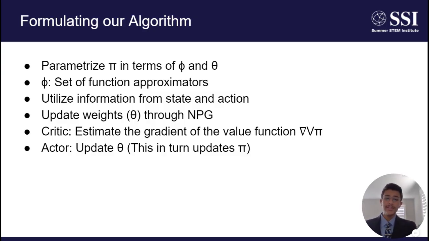The second vector is our weights, theta, which we seek to optimize through natural policy gradient methods. We then utilize actor-critic to first estimate the value of our policy and then update our weights accordingly.